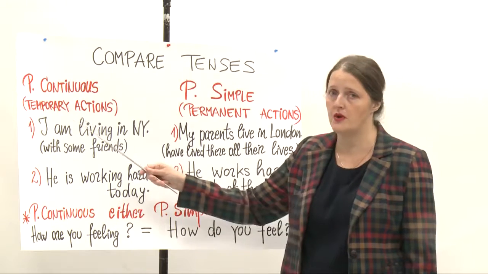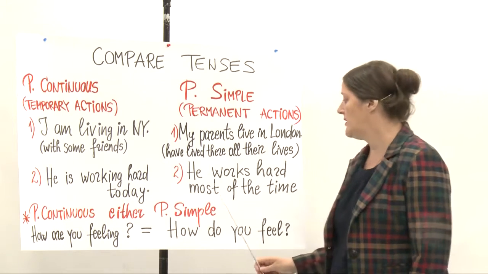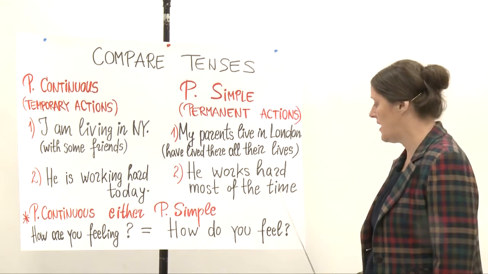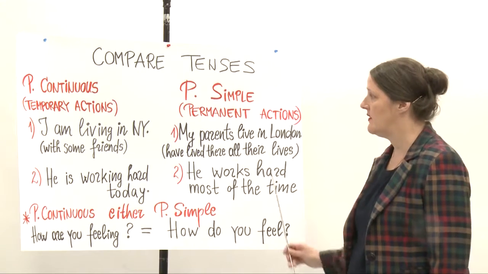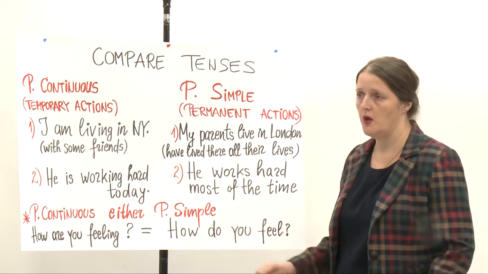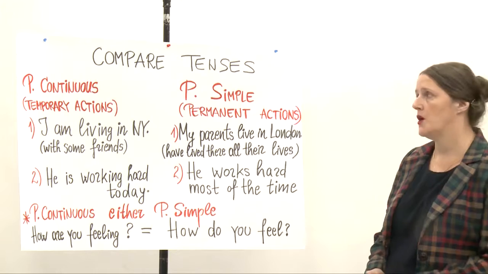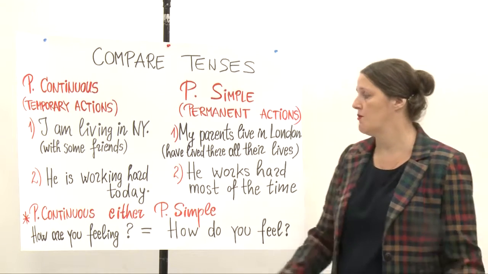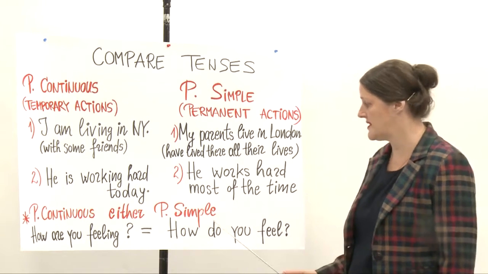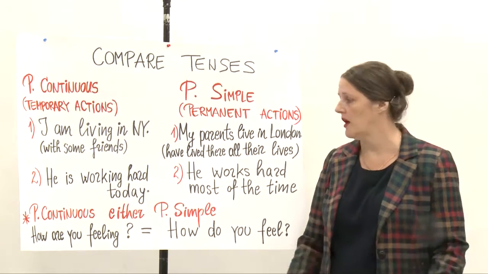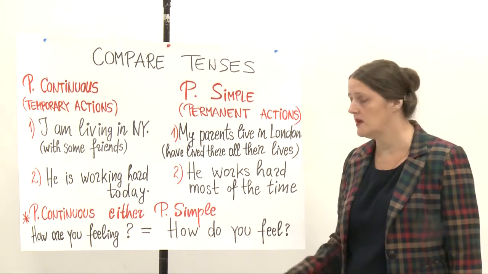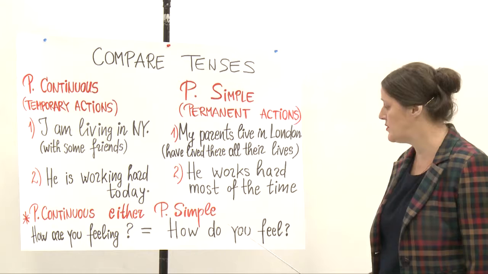And if I say my parents live in London, they have lived all their lives, it means that it is a permanent action. In the second example, we have, he is working hard today. Again, we have a temporary action. But he works hard most of the time. This means that it is a permanent action. We have some examples where it's correct to use present continuous or present simple. For example, how are you feeling? It's equal to say, how do you feel?